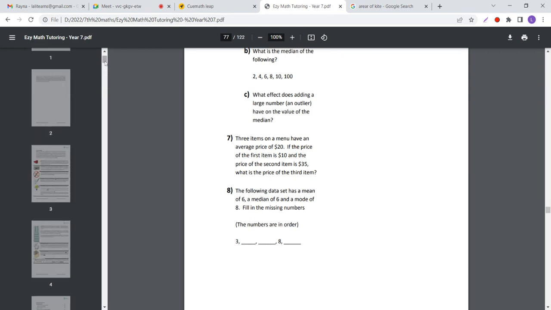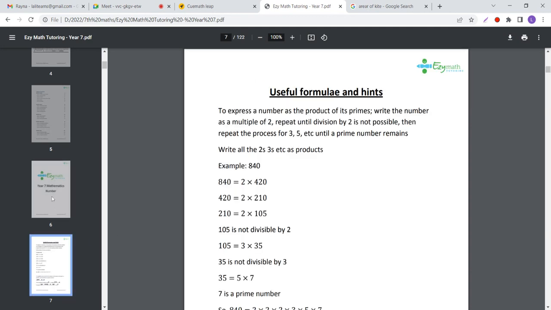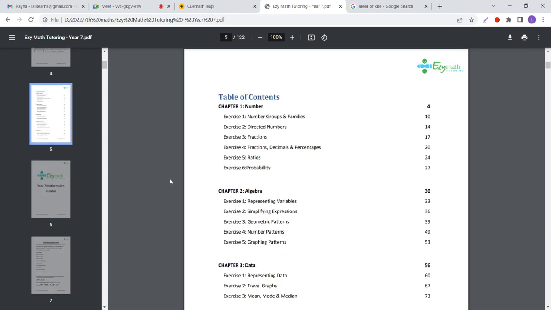You're having perimeter in this, right? Yeah, I think so. We don't use textbooks so much. Yeah, that's why. So we don't actually.